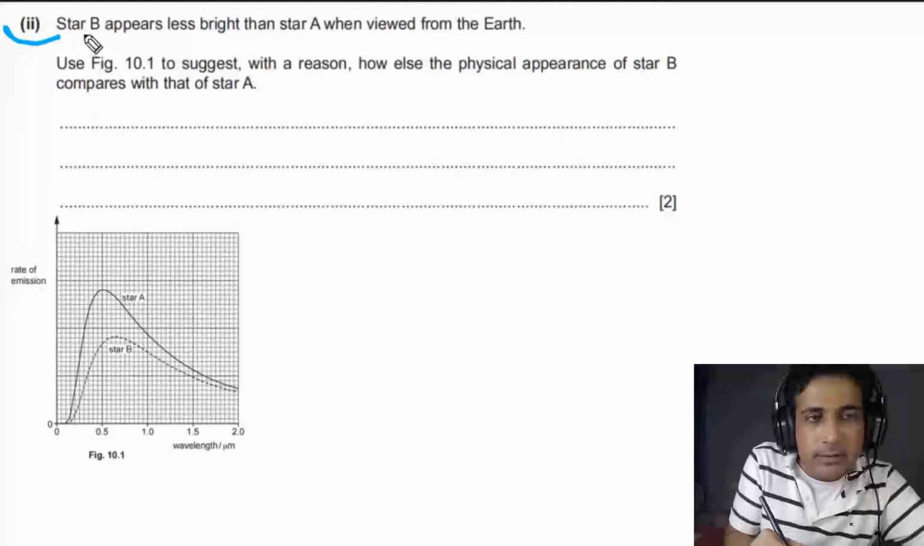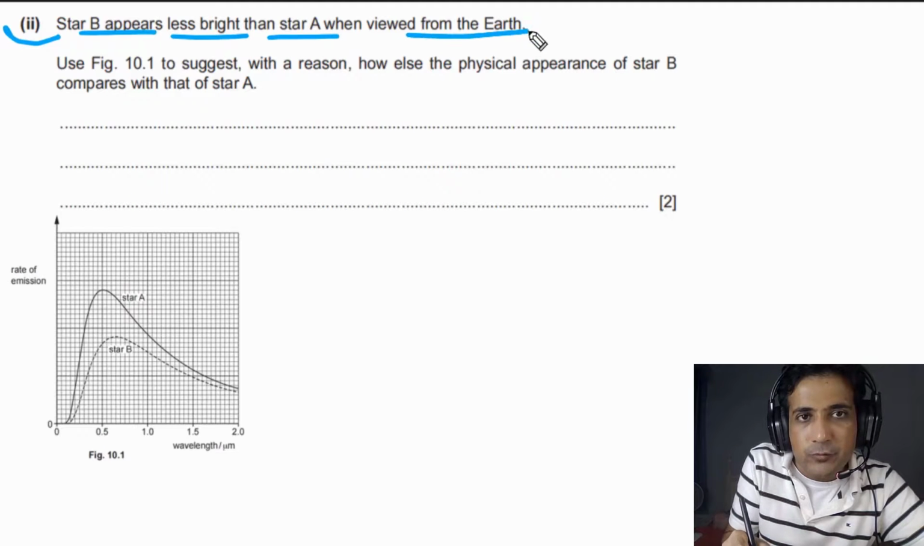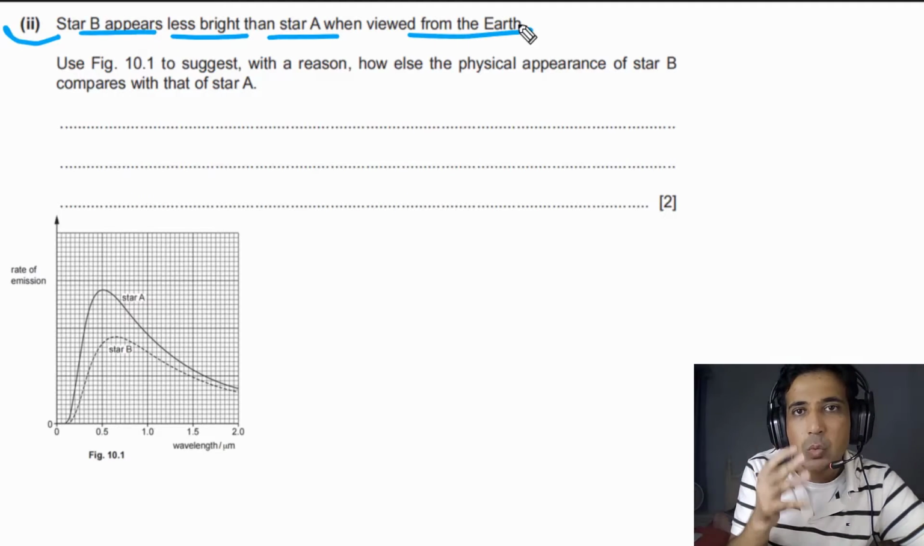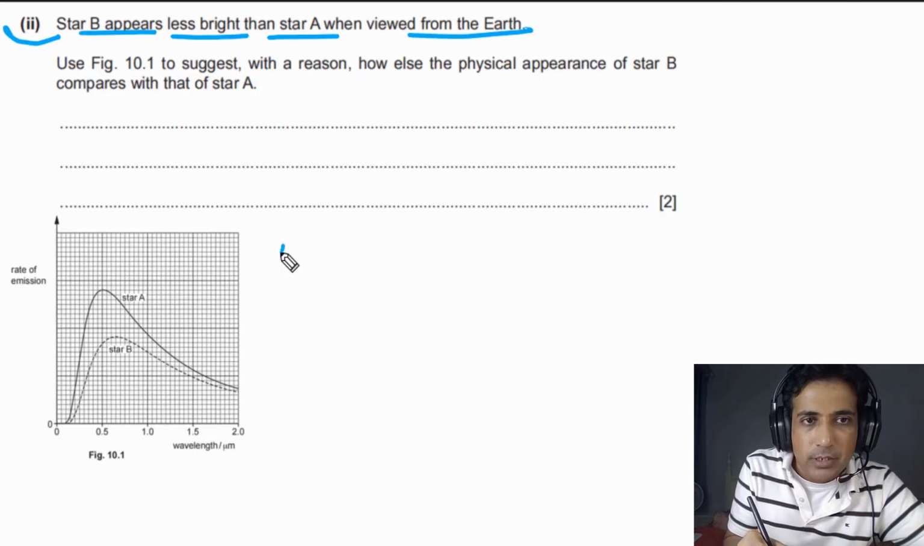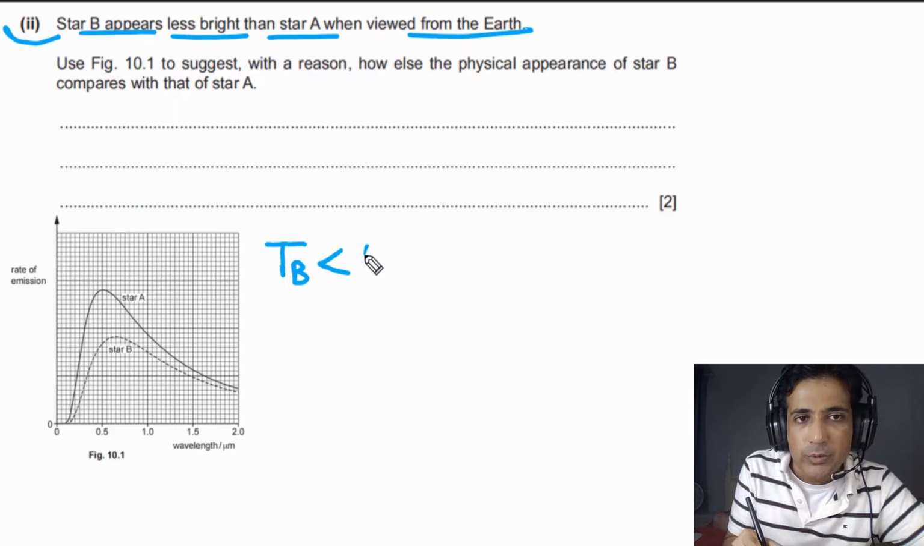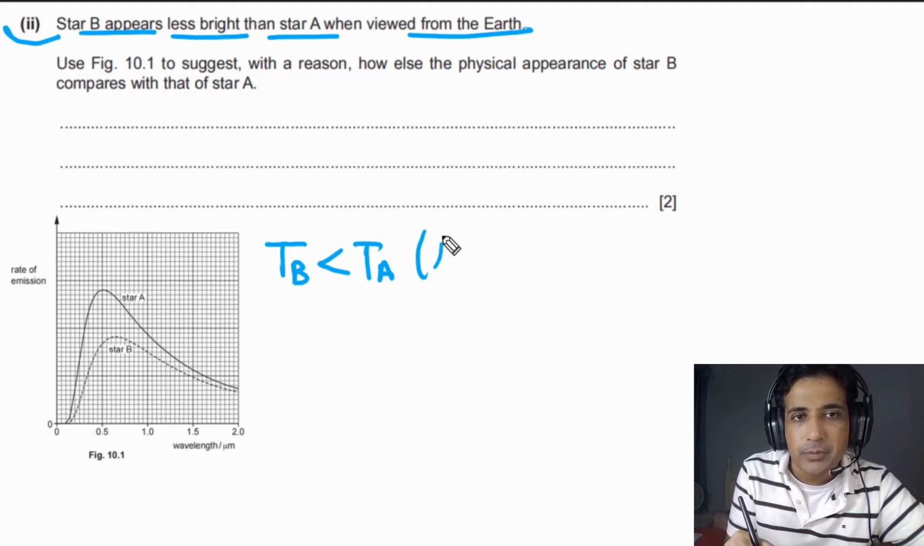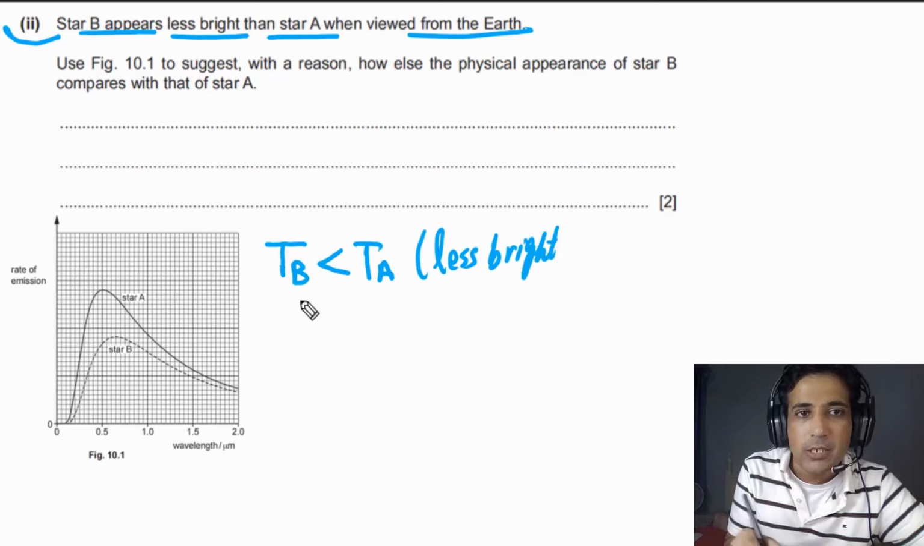For the second part, it is given to us that star B appears less bright than star A when viewed from the Earth. Let's try to understand why star B is less bright. In order to find out why, we need to look at the temperatures of star B and star A. The temperature of star B is lower than the temperature of star A. That's the reason star B appears less bright. So simply we can write down here: less bright, because this temperature is equal to 4500 Kelvin and this temperature is equal to 5800 Kelvin.